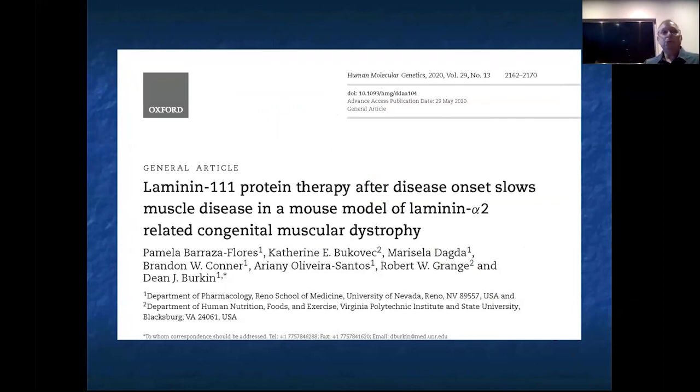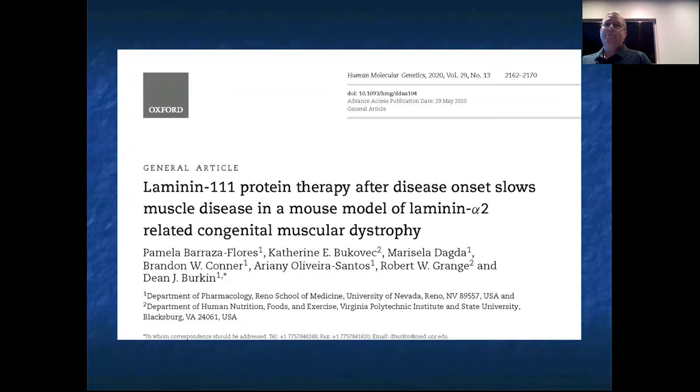More recent studies we've done look at laminin after disease onset, because most patients are diagnosed after onset. I have one question. Can you explain what you mean by wild type? Wild type is like the unaffected.